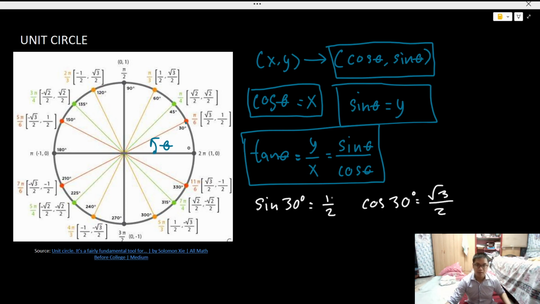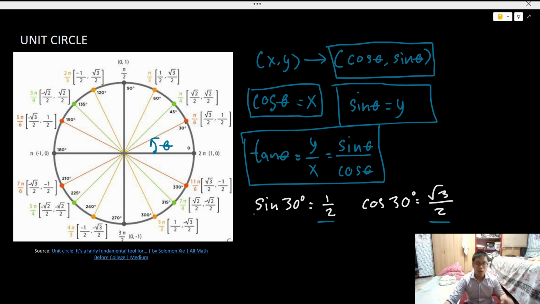Now take a look at the answers here. We have 1/2 and square root of 3 all over 2. And in the coordinates, we also have square root of 3 all over 2 and 1/2. So what did you notice? They are actually the same. Cosine 30 degrees is square root of 3 all over 2. And 1/2 is the same as sine 30 degrees.